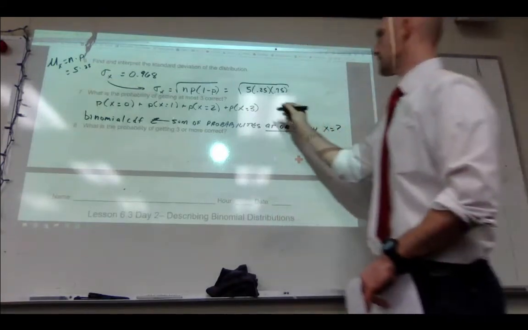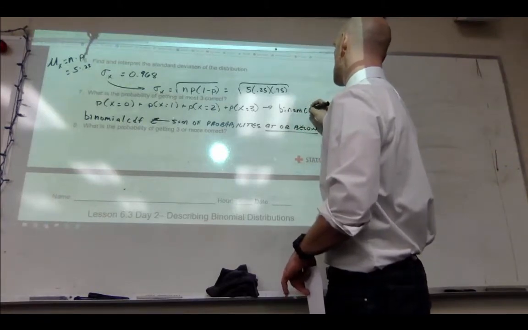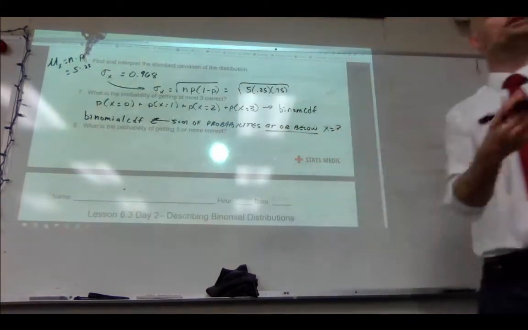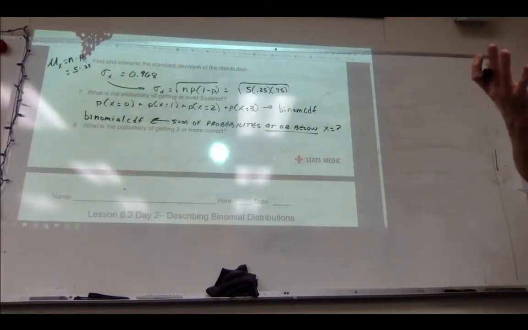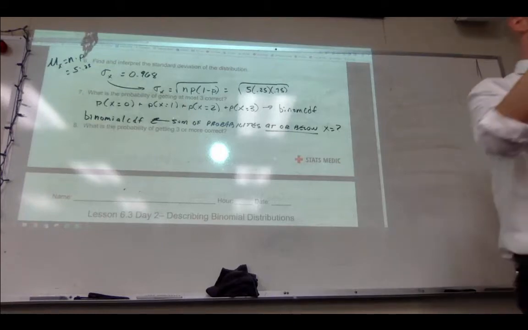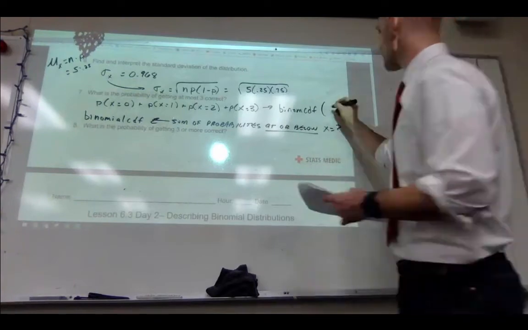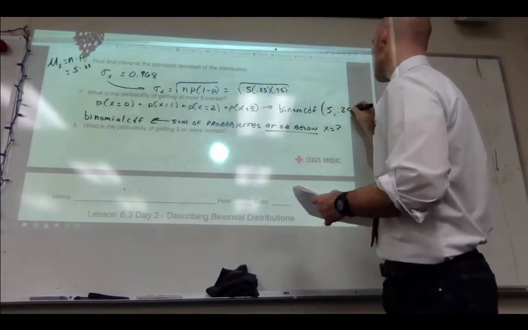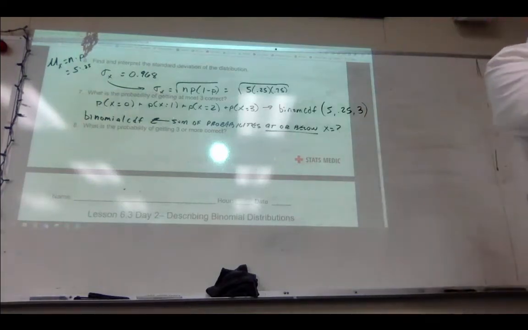Our formula for this would be binomial CDF. You can think about it like this: the C stands for continuum. So it's a continuum of values. Does that help? Binomial PDF would be like a point, right there, just that one. CDF is a continuum of values. So for the CDF, what are we going to put into our formula? Number of trials, probability of each success, where we stop.